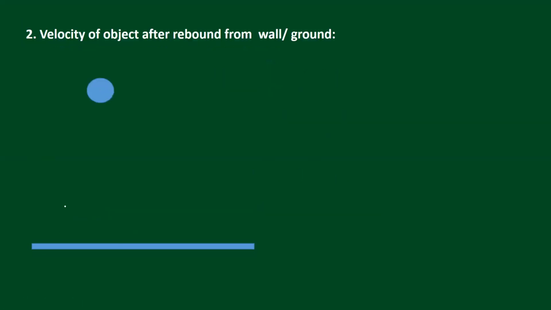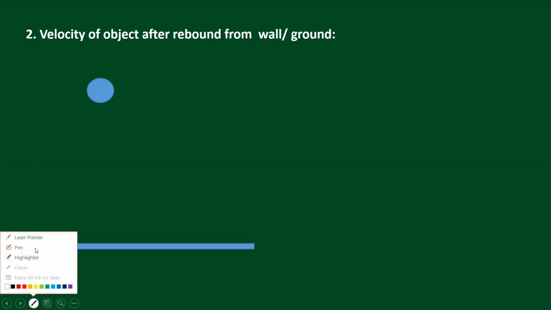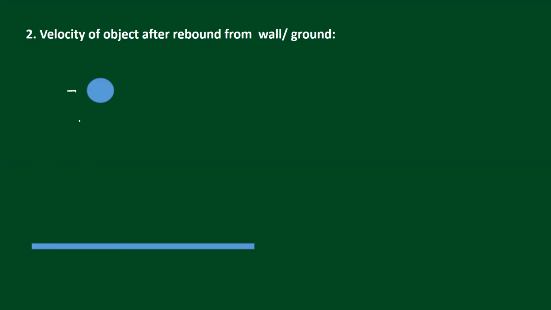The second special case is we can determine the velocity of an object after the rebound from the wall or from the ground. You can see here the object is dropped, and when it reaches the ground, just before the collision, it has a certain velocity V. After the collision, the object will reverse its direction and start moving with a certain velocity Va dash. So Va is the velocity just before the impact and Va dash is the velocity after the impact. This relation we can write as Va dash equals E into Va.